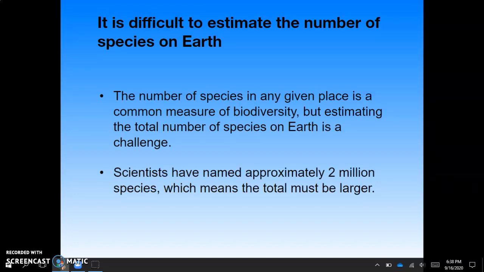In any given place, it's common to measure biodiversity, but estimating the total number of species on Earth is challenging. We've named approximately 2 million species, which means the total must be larger. So basically, even though species are dying out, scientists are also discovering new species every single day. Sometimes it's because there are species that are very closely related, so we don't even realize that there's been a speciation event and they're their own species now.